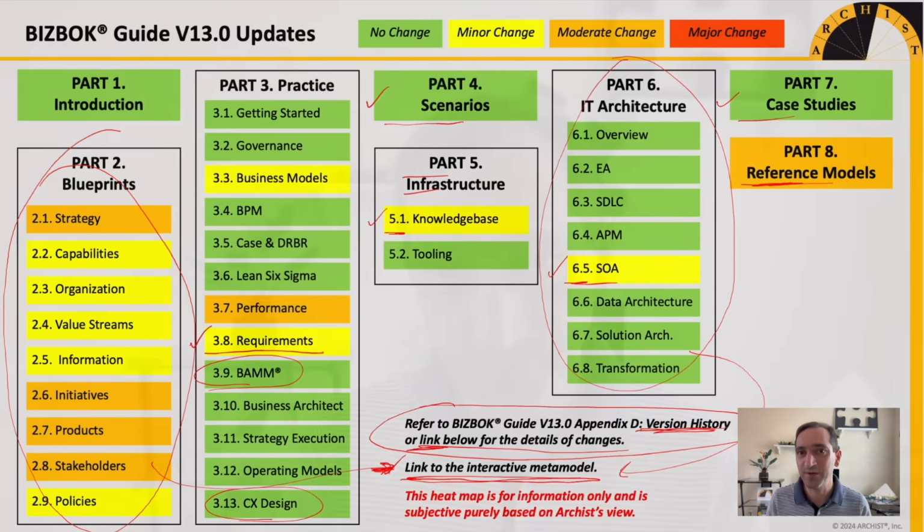So I hope you enjoyed this quick update on the latest changes in version 13 of the BIZBOK guide.